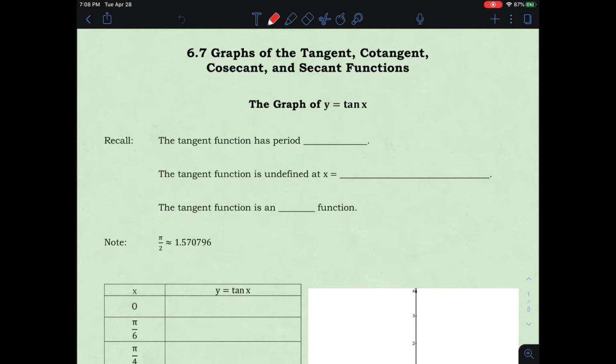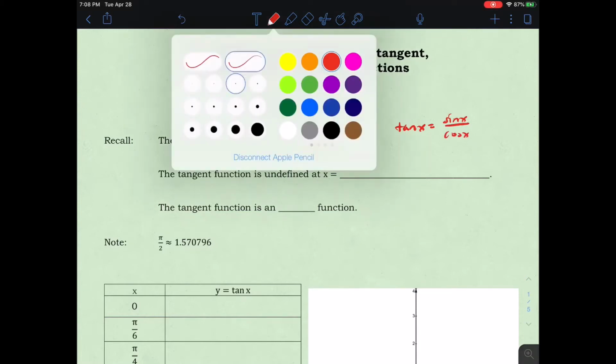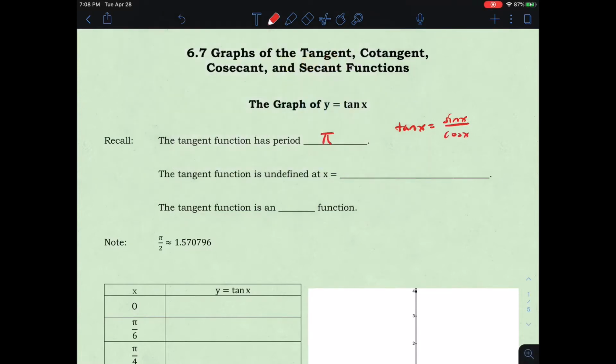First, the tangent function has a period of pi. Second, the tangent function is undefined at blank. Let's figure that out. If you remember, tangent of x, you can always rewrite that as sine of x over cosine of x. And then to figure out where tangent is undefined, you want to ask yourself what makes cosine of x equal to 0. Because anytime you have a fraction, right, you can't have a 0 in the bottom.